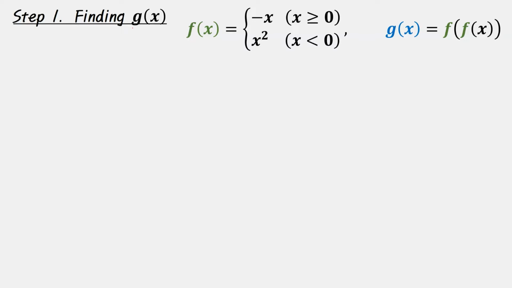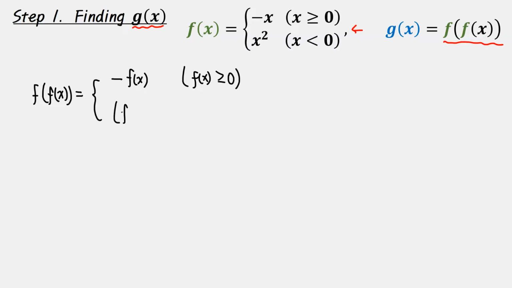First we have to find g(x), which is f of f(x). It looks a bit tricky at first sight because f(x) is defined differently in two different regions. But let's stay calm and recall the very definition of function composition. We simply replace x with f(x). So we have minus f(x) when f(x) is positive or 0, and f(x) squared when f(x) is negative. What we have to be careful about are these new domains.